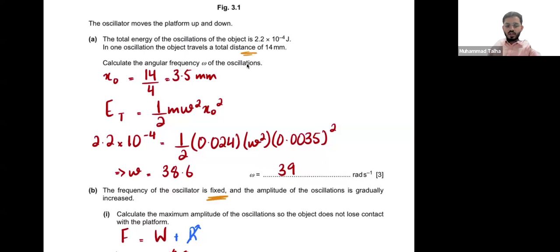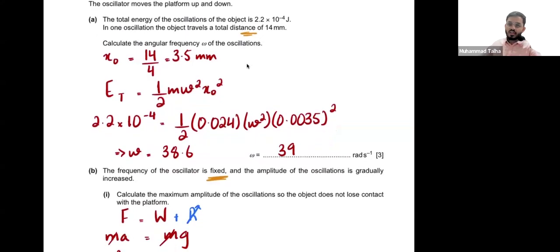Next part, now this one is something which is rather technical. And again, you did not have a question like this for oscillations for quite some time. The frequency of the oscillator is now fixed. So it's moving at the same frequency. The amplitude of oscillations is gradually increased. So if I'm picking something up and moving it up and down, I'm still moving it up and down at the same frequency, but I'm just taking it more upwards and more downwards, right? So frequency is the same, but amplitude increases now.